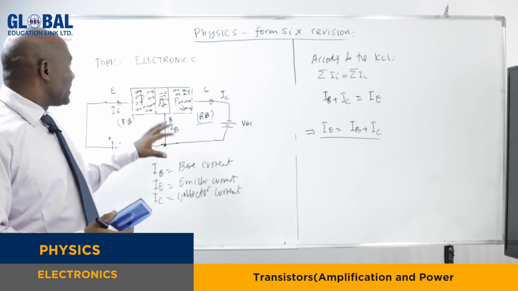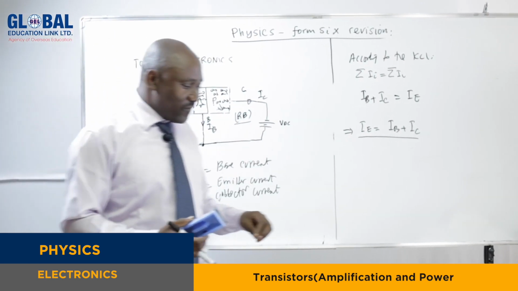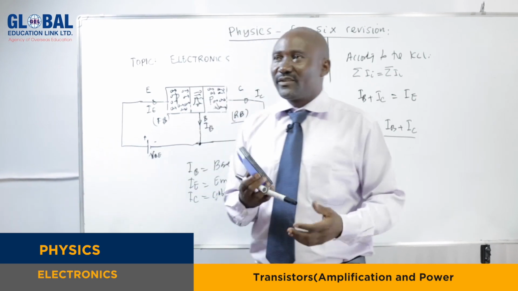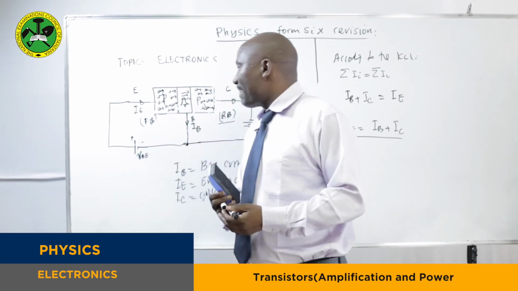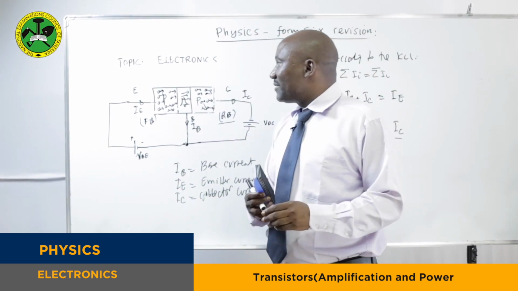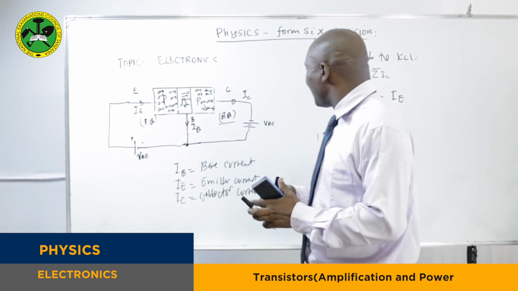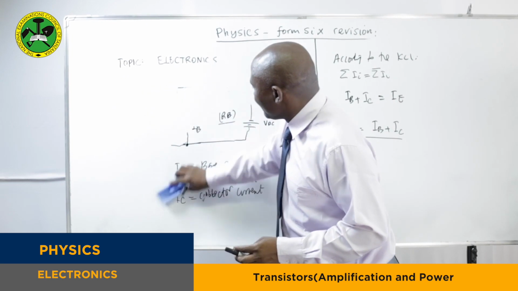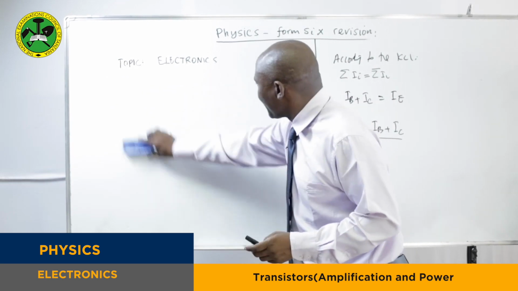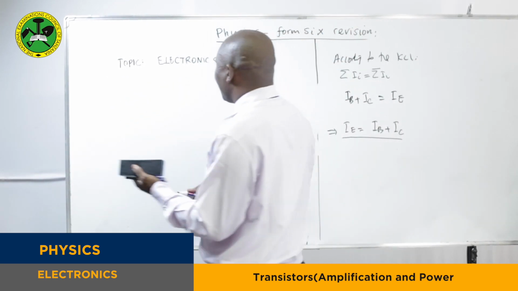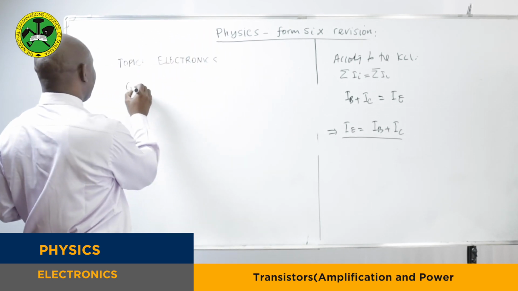Now let's see what the types of connection of a transistor are. How do you connect a transistor? A transistor can be connected in three ways. So you have three types of connecting a transistor. These are given the name configurations.